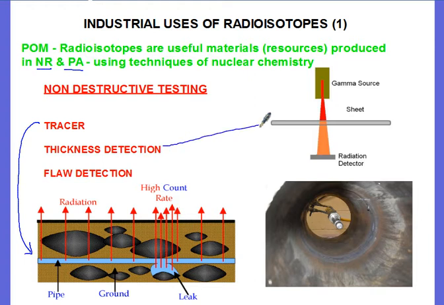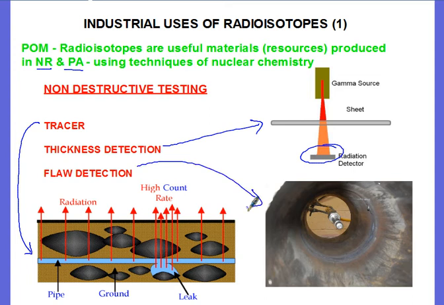Next, you've got thickness detection, which is one of the main uses of cobalt-60. By passing the radiation through the sheet that you're trying to detect the thickness of, you can measure how much radiation comes through. The more the radiation comes through, the thinner the sheet. So you can do non-destructive testing of thickness, and that can be an automated process as well, which is very important. And finally, you've got flaw detection.